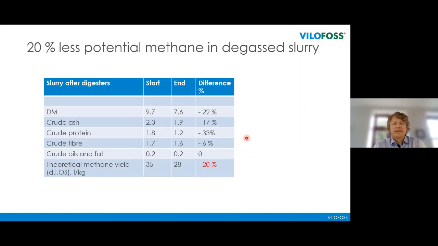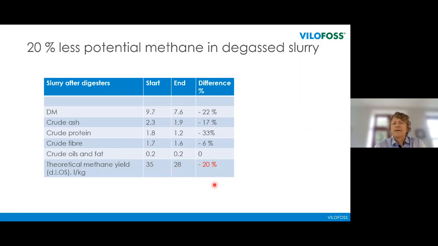The high efficiency is also described in this table. Here we have values of the potential methane yield in the degassed slurry, that is the slurry going out from the plant. That was measured at the very start of the experiment, and also at the end of the experiment. As you can see, at the start there was still a high level of theoretical methane in the outgoing slurry, which decreased from 35 to 28.